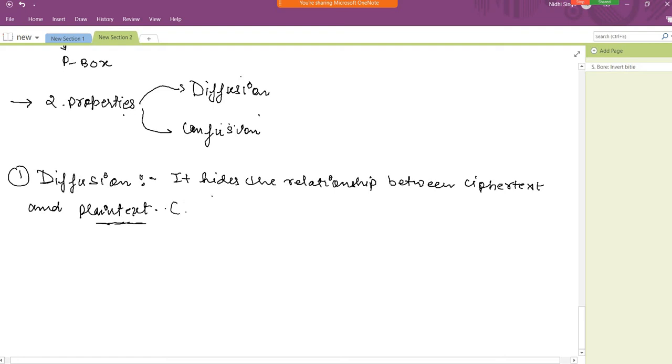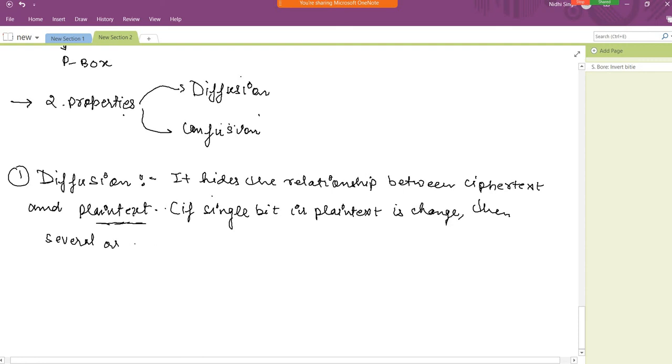So let me write, if a single bit in plain text is changed, then several or all bits in ciphertext must be changed.